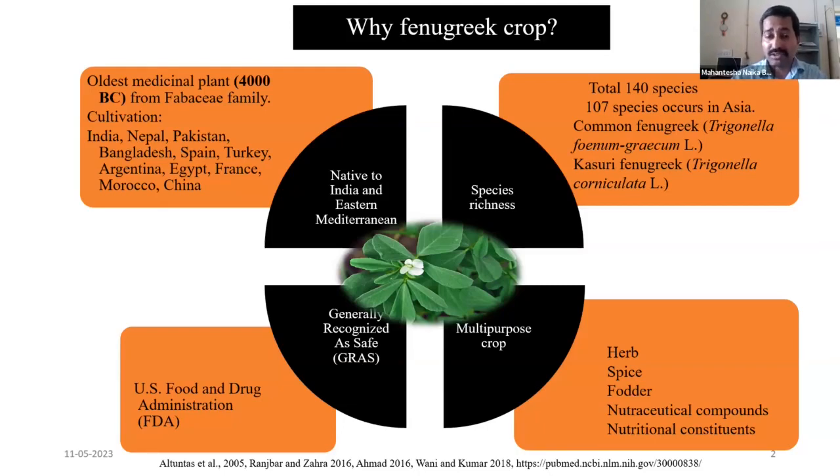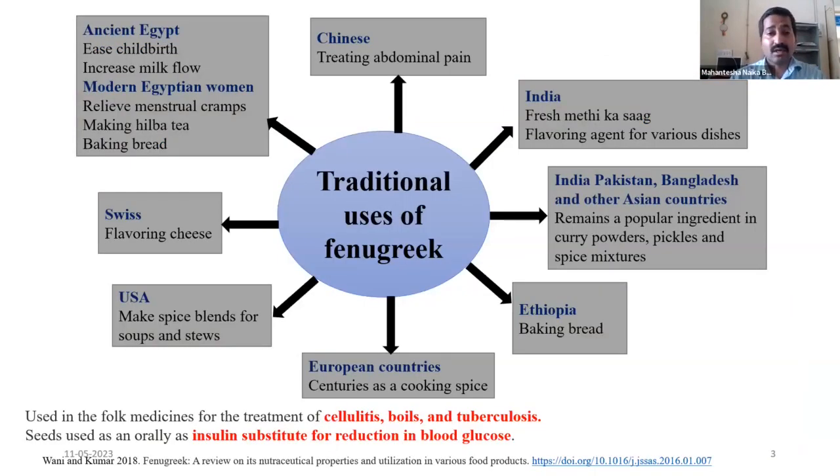Of course, especially for agronomical practices, this crop is given a lot of importance for the production aspect. But in terms of its medicinal as well as its molecular aspects, very little study has been done. So looking into those aspects, we have initiated this work. And looking into its traditional usage, I told you that it is one of the oldest medicinal plants.